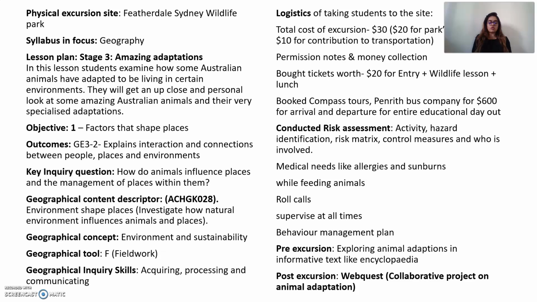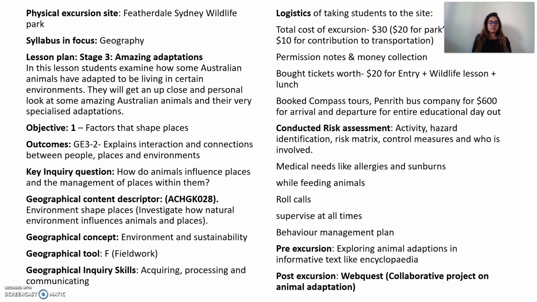The teachers also conducted a risk assessment in relation to activities, hazard identification, risk matrix, control measures and who is involved. Precautions are taken for medical needs. The roll call folder is taken to the site and a head count is done every 10 minutes. Students are supervised at all times during transportation and at the site. The behavior management plan is explicitly followed in order to ensure the safety of students and to avoid any misconduct or misbehavior.